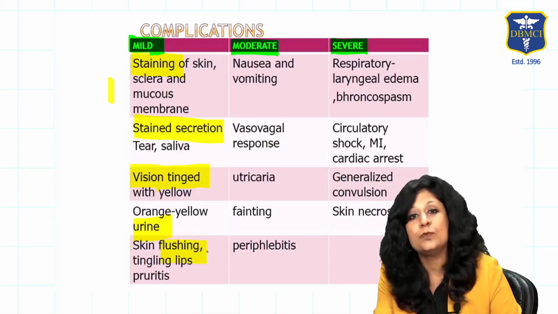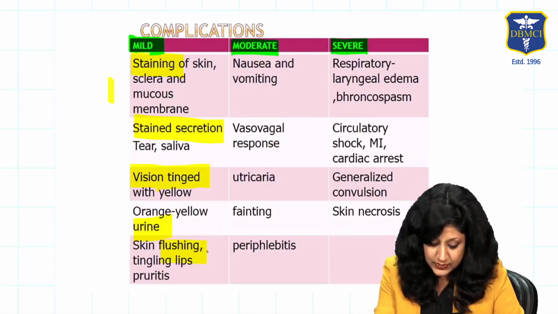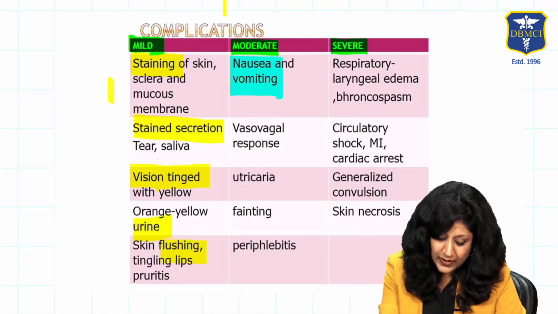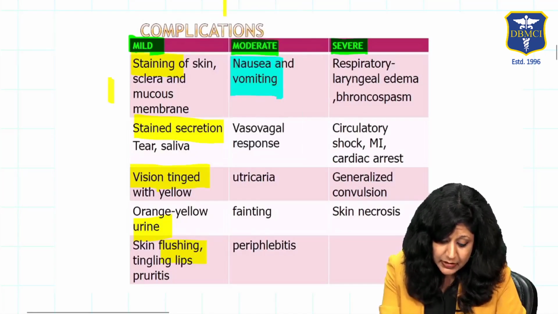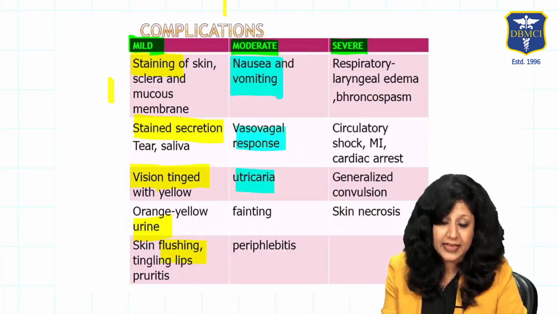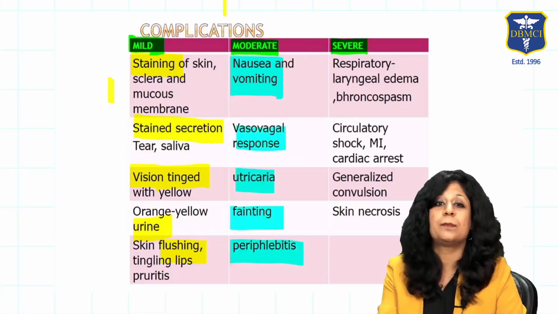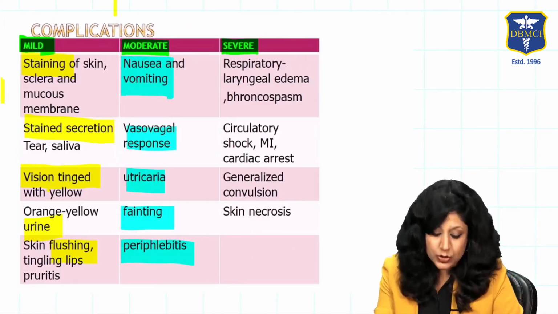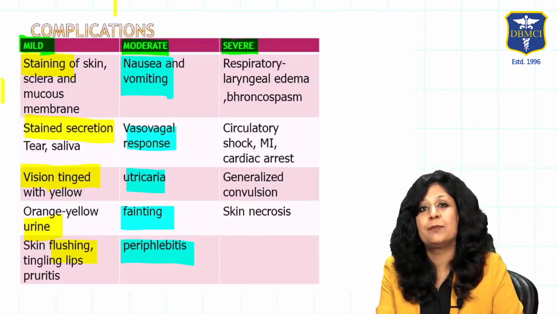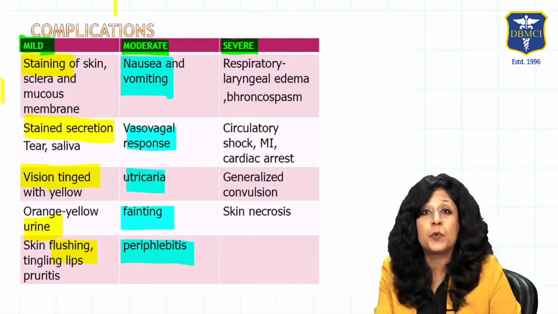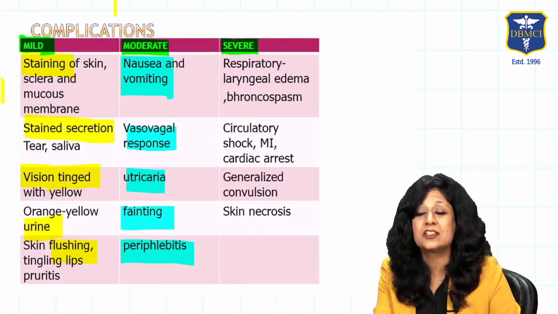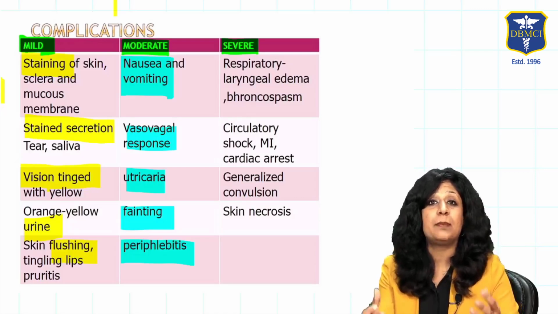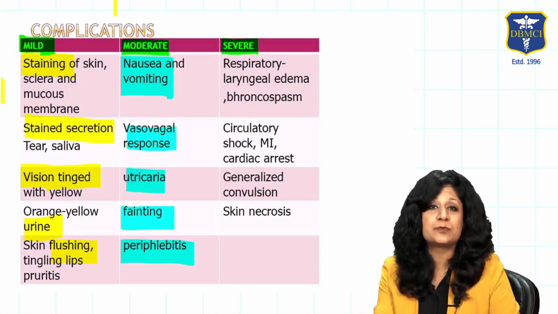Now, as it comes to moderate, more of allergic reactions. So here, what can we have? We can have nausea, vomiting, vasovagal response. Then we can have urticaria, fainting episodes, and sometimes also periphlebitis. Now, the most severe ones I am most interested in. You should not do these angiographic procedures during the night time when you are not well equipped with the OTs, anesthetists, technicians, staff, so that you are not really prepared to deal with the emergency. So always take these procedures during the day.